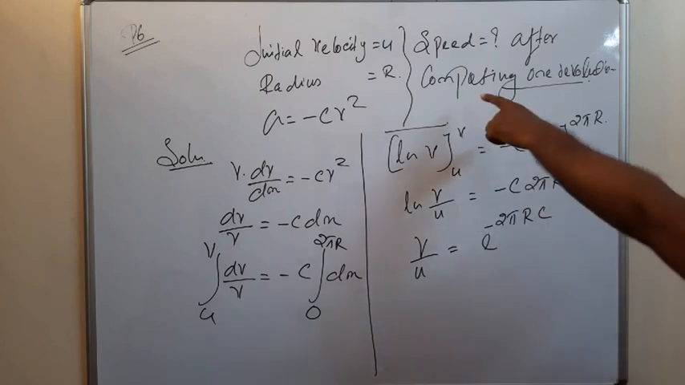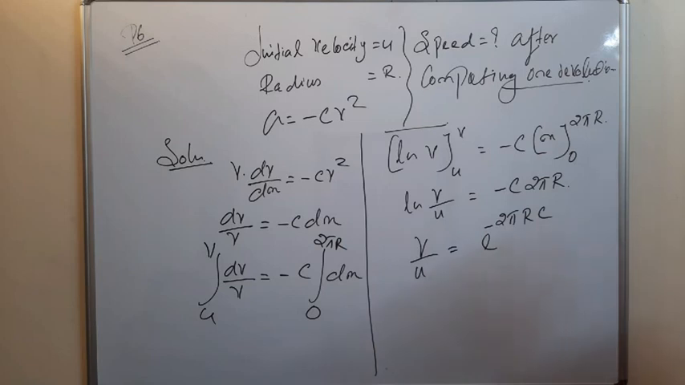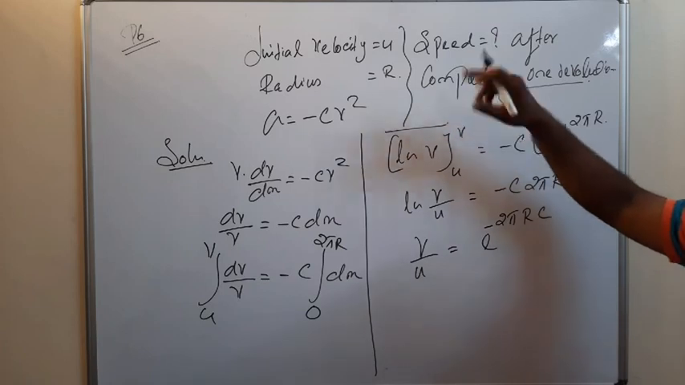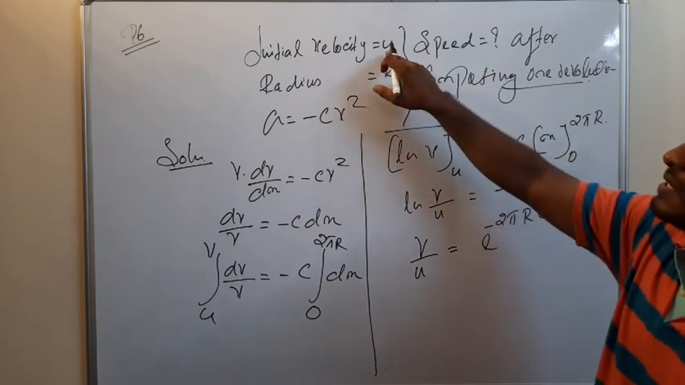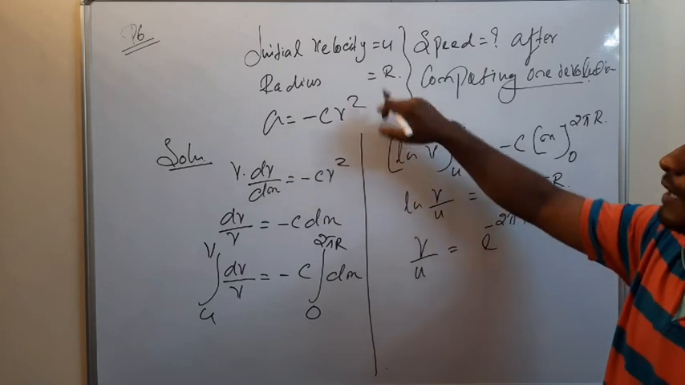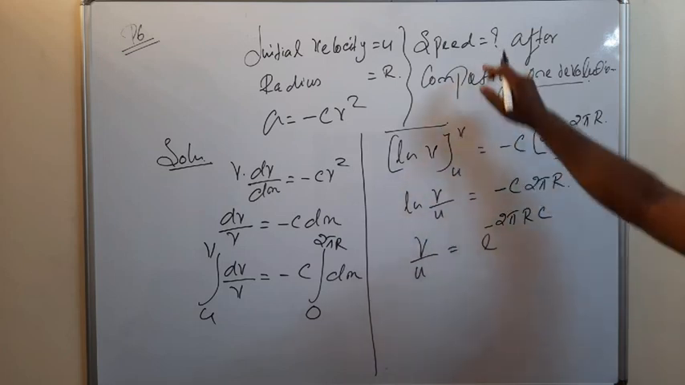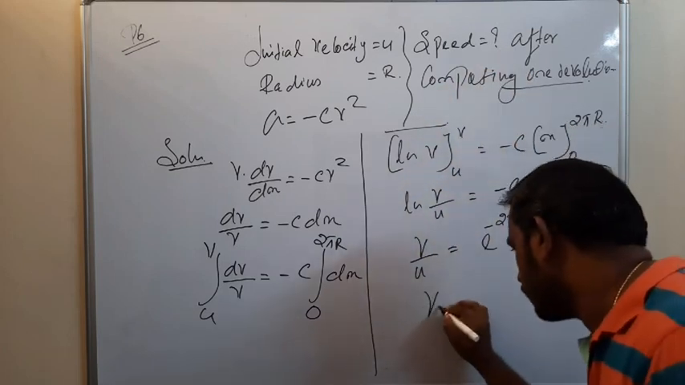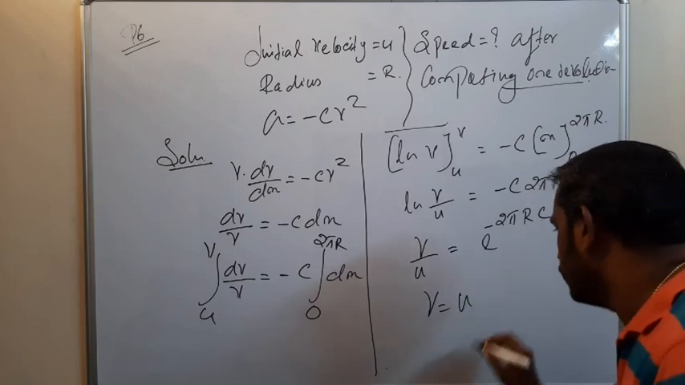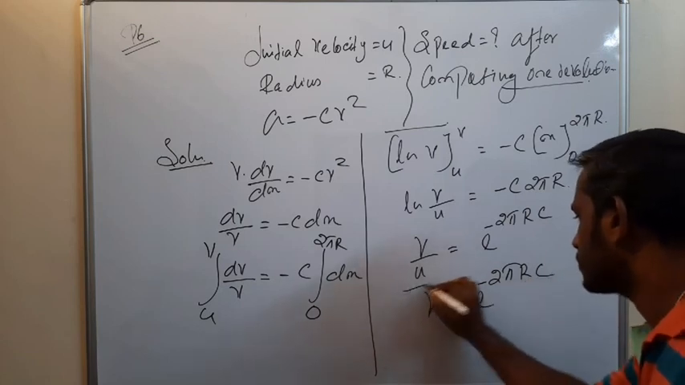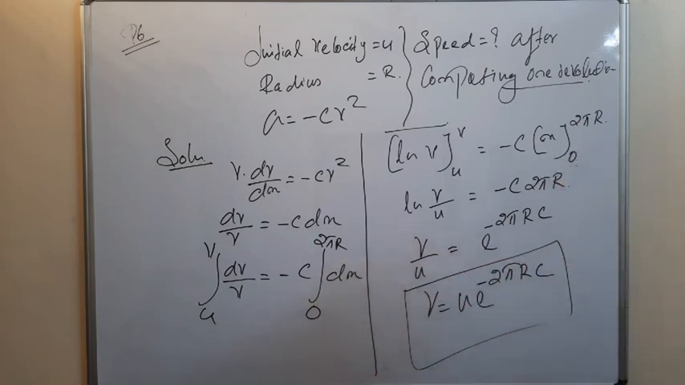So what do we have to find? The speed after completing one revolution. u is the initial speed and v is the final speed. When it starts its revolution, the initial velocity is u, and after completing one revolution its velocity is v. So v is equal to u into e power minus 2 pi r C. This is the final speed of the particle after completing one revolution.